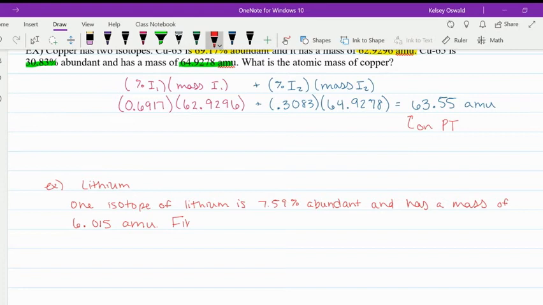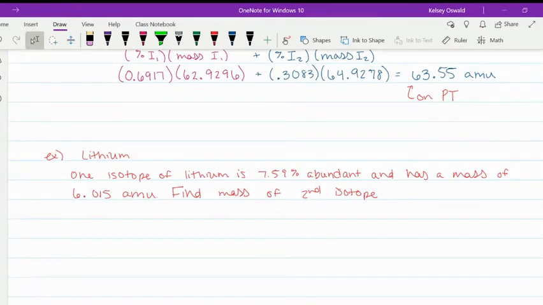You want to find the mass of our second isotope. Okay. So looking at this, it looks like we're not given a whole lot. We know we're given the percentage and the mass of our first isotope. That is it. So we can get started by doing our percentage times our mass.